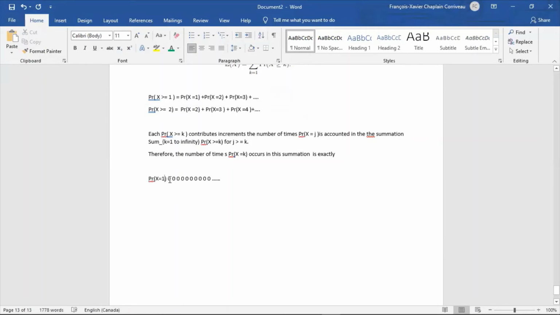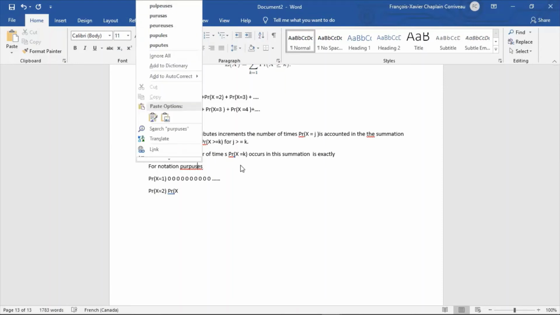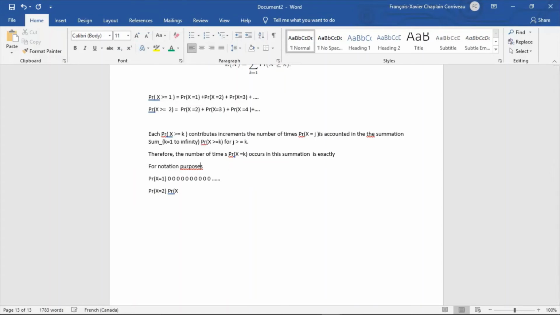Then you consider, so you don't even have to write it like this if you don't want to. Then you consider the probability that X is equal to 2, and you write it twice. So maybe for some notation purposes, I can't type purposes. Oh, I'm in French. That's fine. Purposes? Yes? Is that how you spell purposes? I think so, yes, okay. Damn you, French keyboard. Okay.